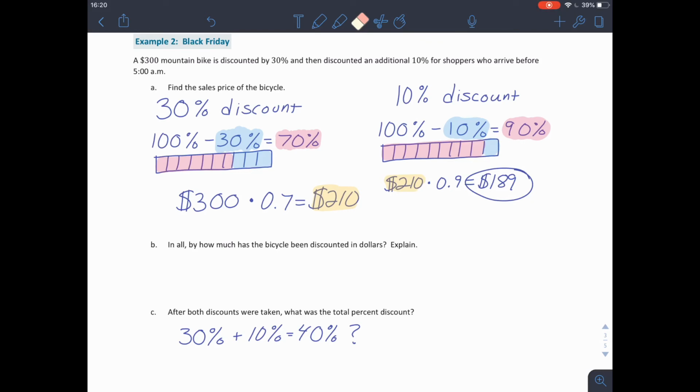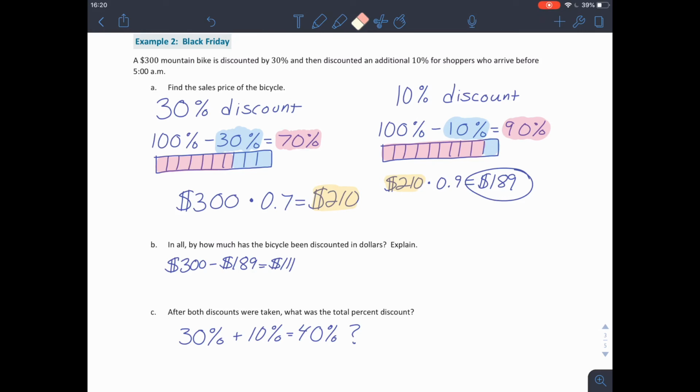So in all, how much has the bicycle been discounted in dollars? As we said before, there are two ways you can do this, but since I have the original price and the new price, all I need to do is subtract those to find that it's been discounted $111.